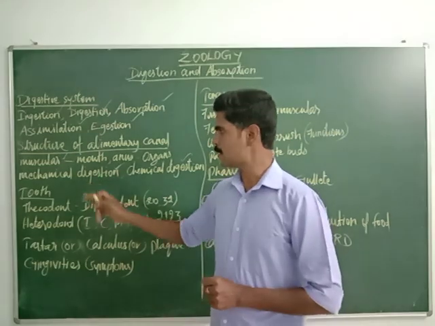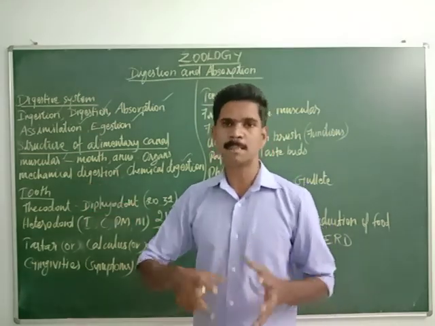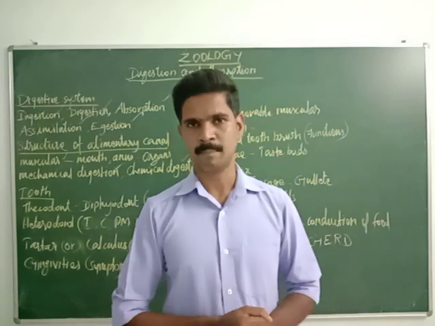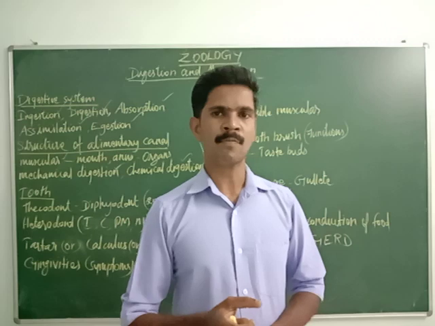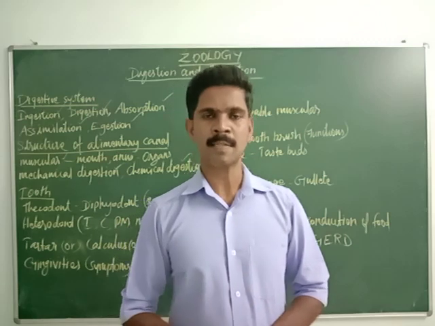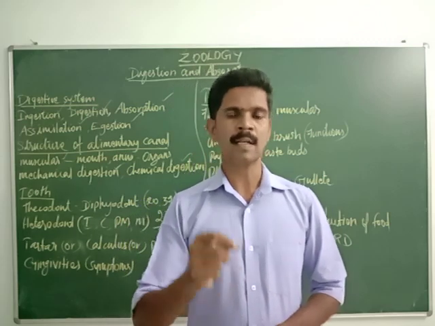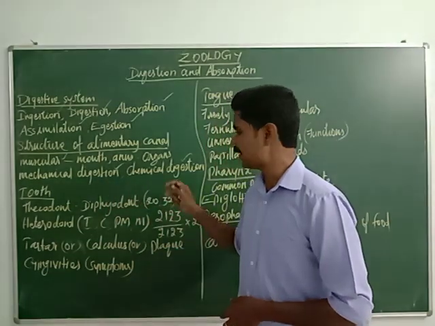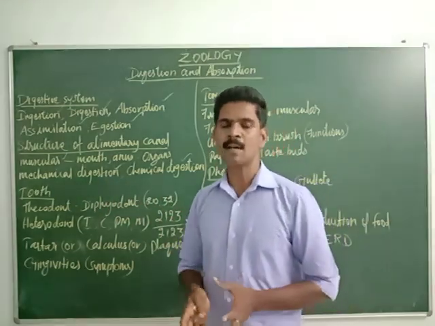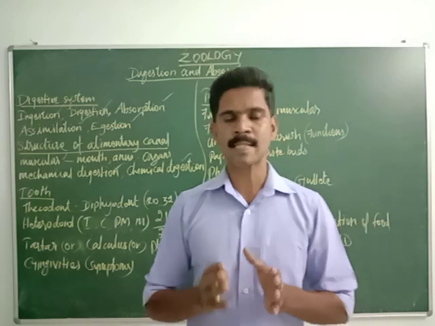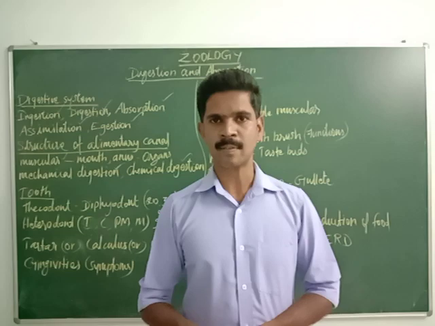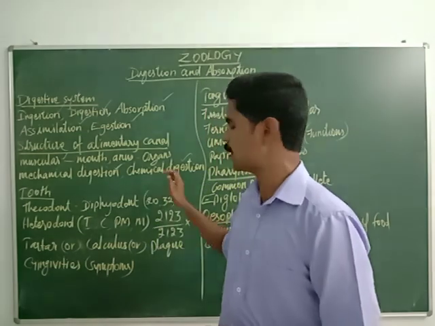Here, mechanical digestion means the process of chewing the food material and mixing it with the help of the teeth and tongue. This is called mechanical digestion. And chemical digestion means mixing of food materials with saliva. The process of mixing the food materials with saliva is called chemical digestion.